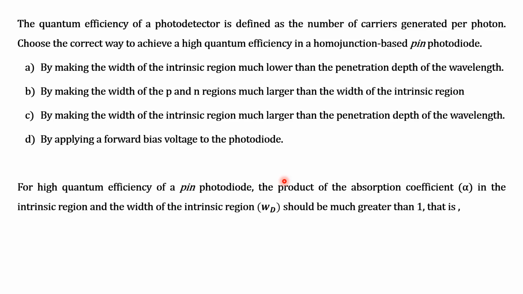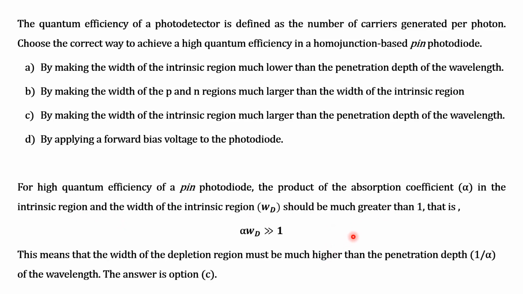Also, the penetration depth has to be reduced. Penetration depth means that whenever the photon is incident, it should be in such a way that the incident photon should not be lost by traveling or traversing through the thickness of the photodiode. So for a high quantum efficiency of a PN photodiode, the product of the absorption coefficient in the intrinsic region and the width of the intrinsic region should be much greater than 1.